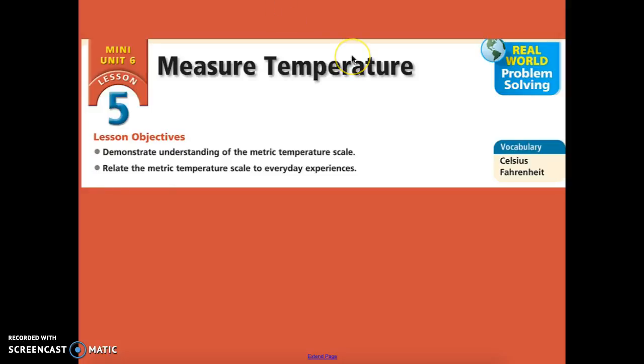This is Mrs. Naslund, and today we'll be doing Unit 6, Lesson 5, Measure Temperature. Our learning target for today is, I can demonstrate understanding of the metric temperature scale, and I can relate the metric temperature scale to everyday experiences. Our vocab we'll look at today is Celsius and Fahrenheit.